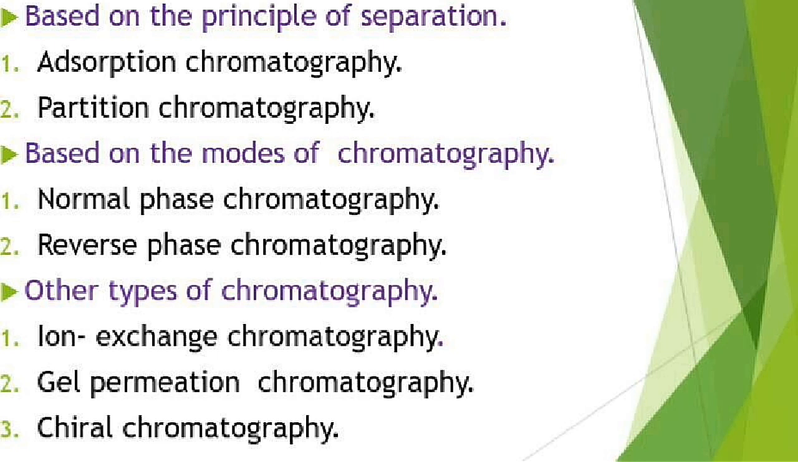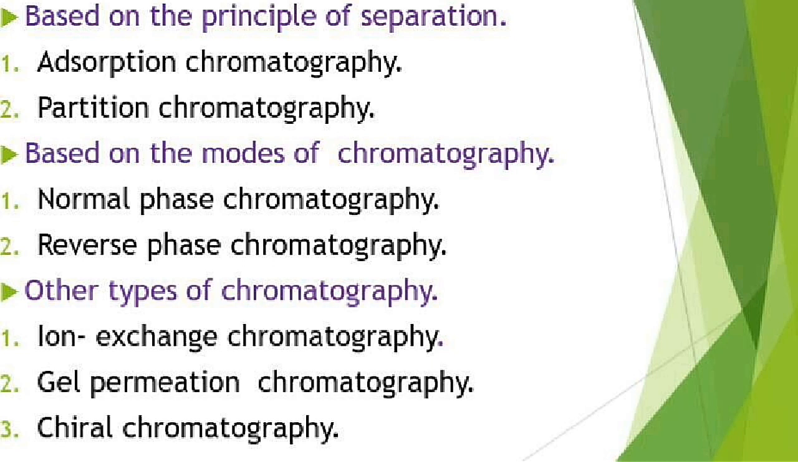Next, based on the modes of chromatography, we have two types. One is normal phase chromatography and the other is reverse phase chromatography. In normal phase chromatography, the stationary phase will be polar in nature and the mobile phase will be non-polar in nature, whereas in reverse phase chromatography the stationary phase will be non-polar and the mobile phase will be polar in nature.